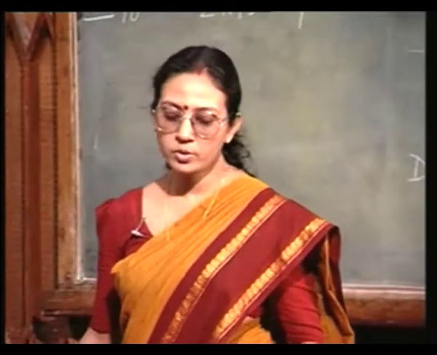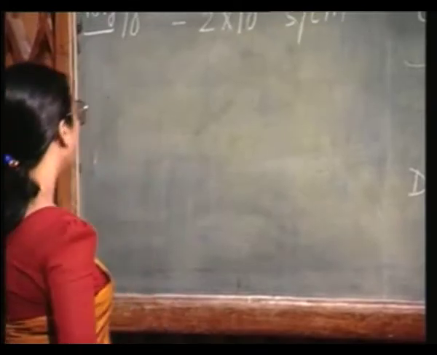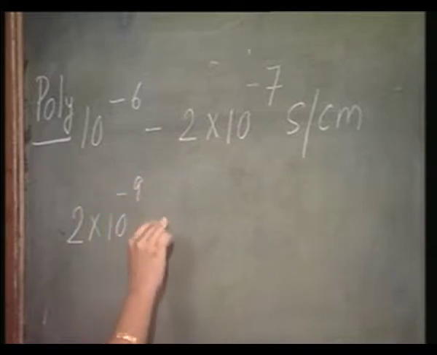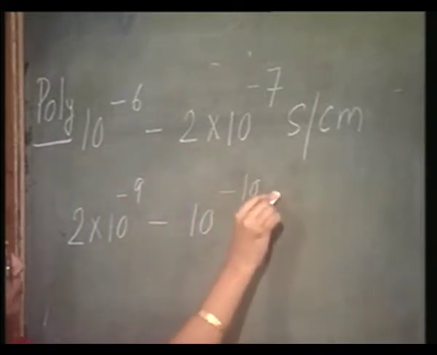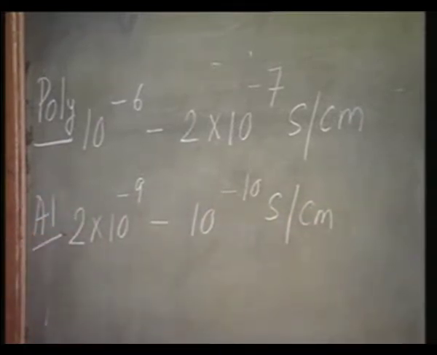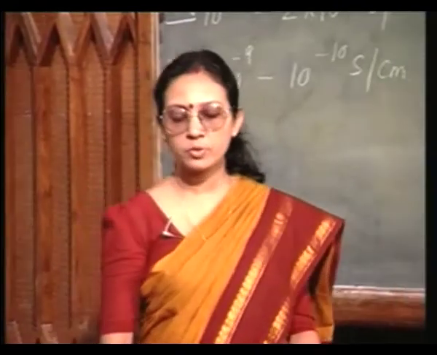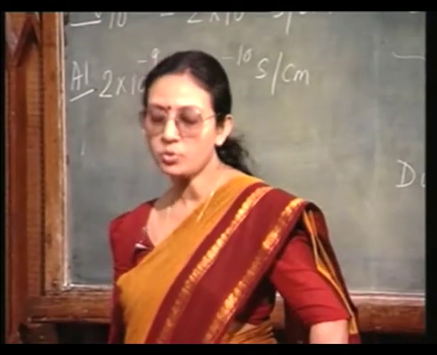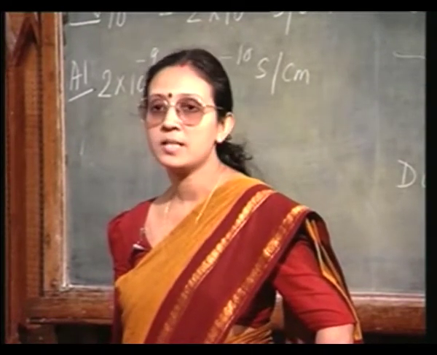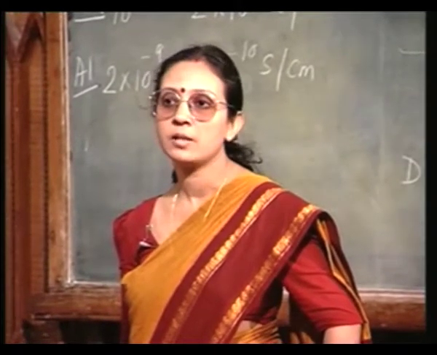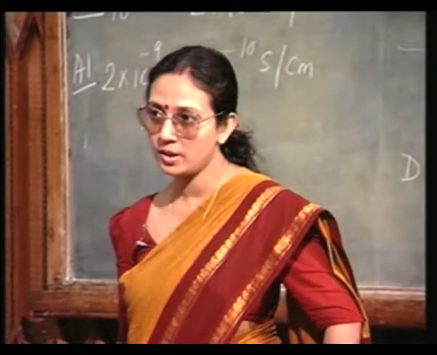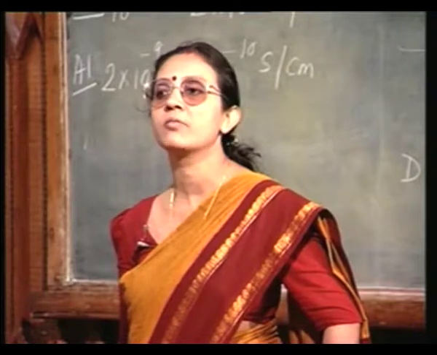If we use aluminum, we can go to a much smaller delay, 2 into 10⁻⁹ to 10⁻¹⁰ seconds per centimeter. So, directly you can see that using aluminum gate would have resulted in faster circuits, but the problem in aluminum is that we cannot use a self aligned technology, right.